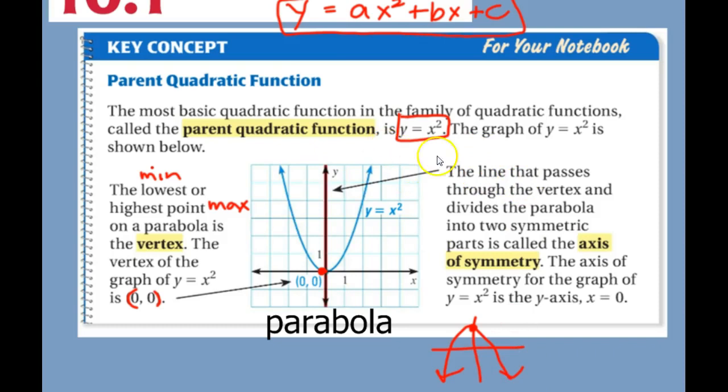Then over here, it says the line that passes through the vertex and divides the parabola into two symmetric parts is called the axis of symmetry. So this line that they have down the middle, we like to draw a dashed line to show that's where our graph would fold in half. For example, if we are 1 square away from the axis of symmetry here, we would be 1 square on the other side. It's symmetrical on both sides. So this one is when x is at 0, which is really the y-axis, because here x is 1, 2, 3. At 0 is where the graph folds in half, which is also known as the y-axis.